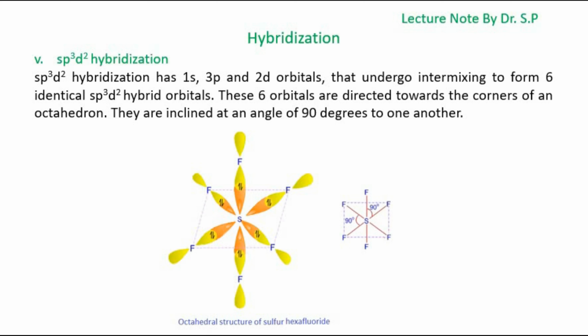Here we can see the octahedral structure of sulfur hexafluoride. Here we can see six orbitals are directed towards the corners of an octahedron and they are inclined at an angle of 90 degrees to one another.